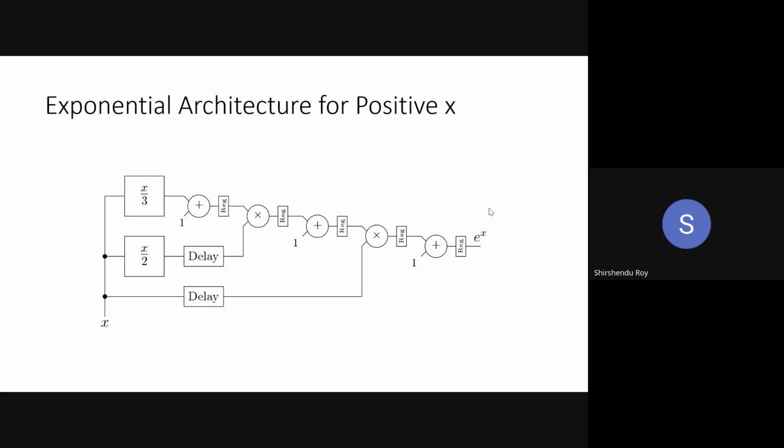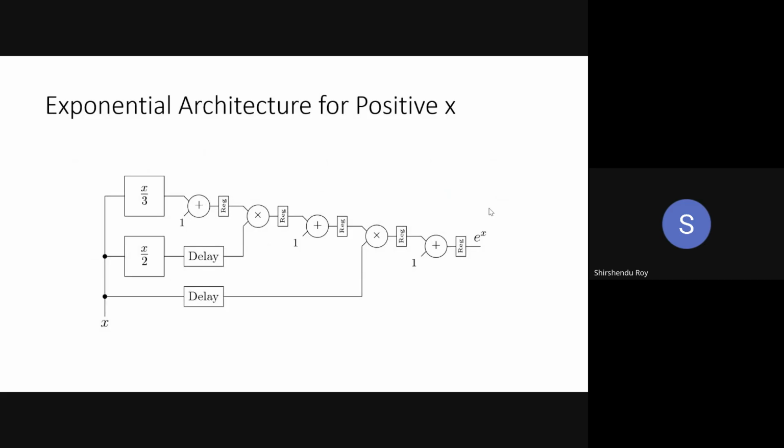A very simple architecture, and that's why this Taylor series expansion is very popular. Here we need how many multipliers? We need two multipliers and three adders, and a few registers are required. So now one by one we will see what is the major feature of this architecture.